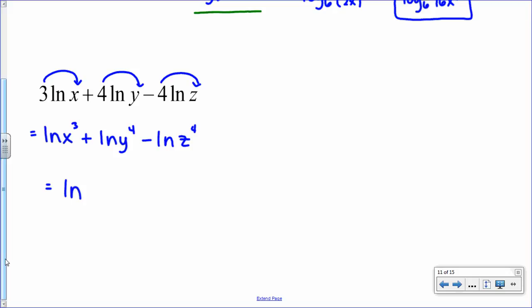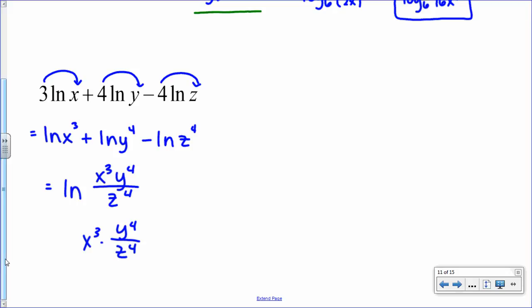All right, and then you're adding, so those go together by multiplying. So x cubed y to the 4th, and then subtraction means dividing. Again, if you wrote it like this, those mean the same thing.